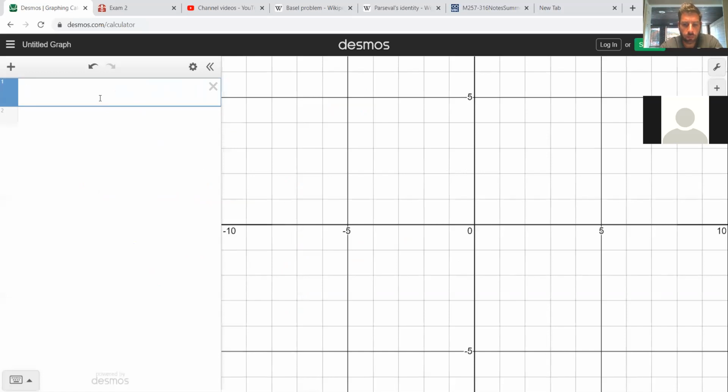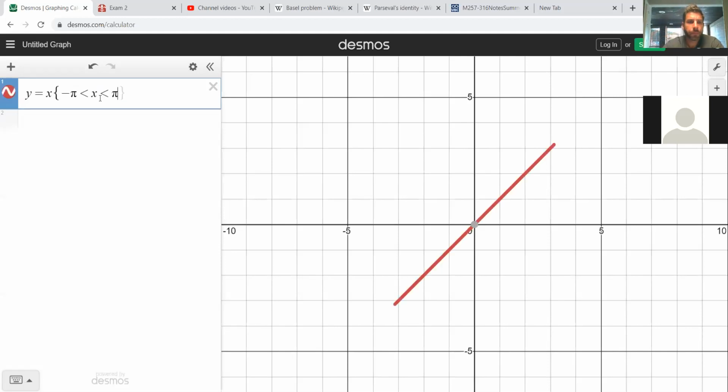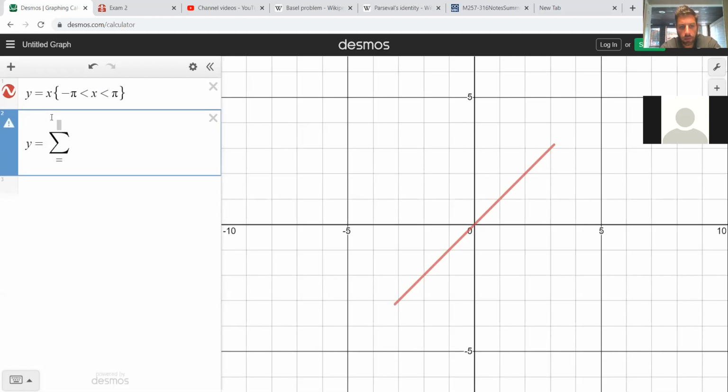What I'm going to do is first graph y equals x, and I'm going to restrict it between negative pi less than x less than pi, just like we talked about before. And now I'm going to graph some of these partial sums. So let's say sum, I want to use k. So let's say k equals 1 to n for now.